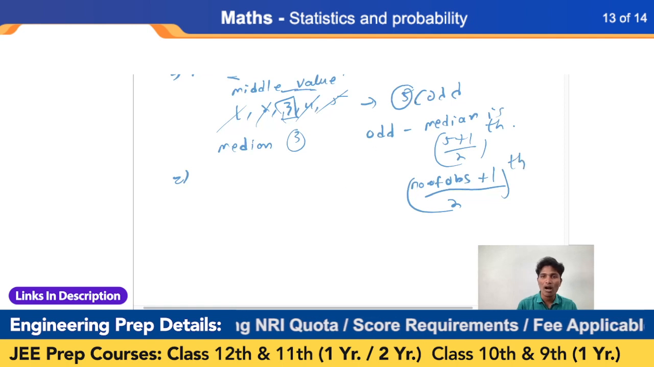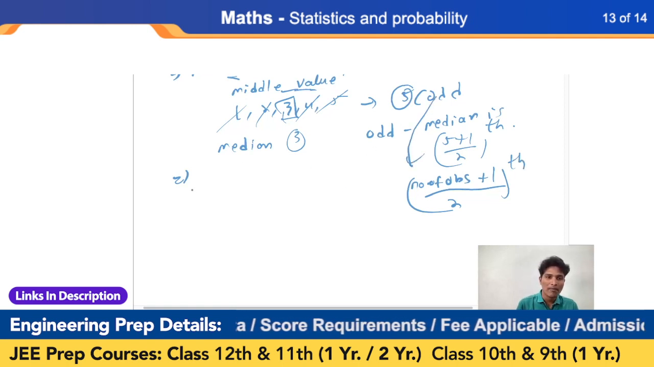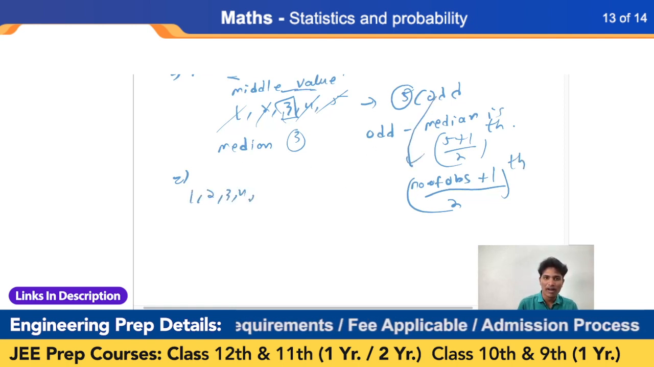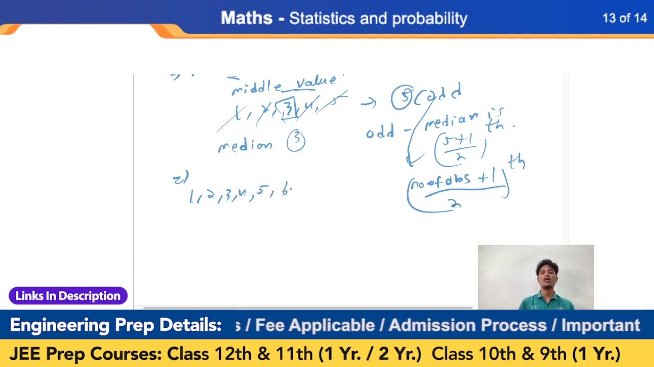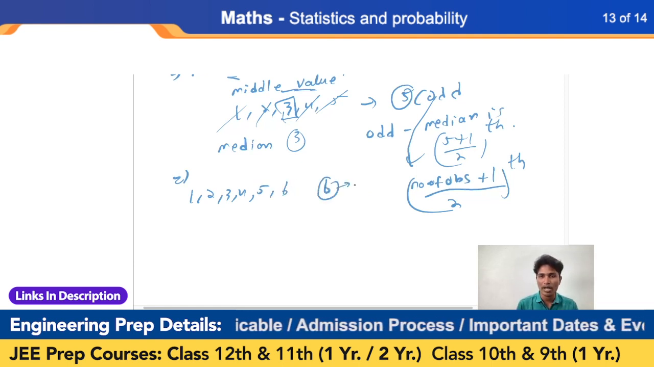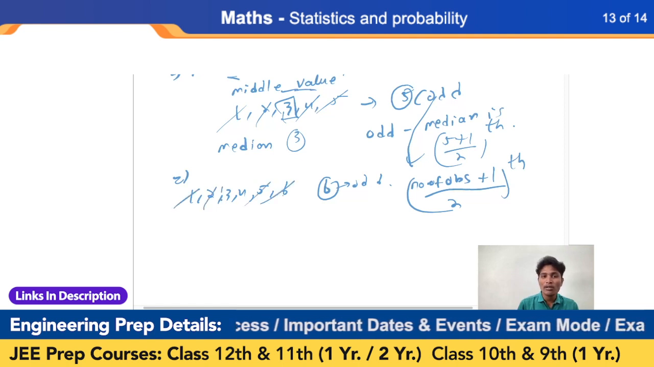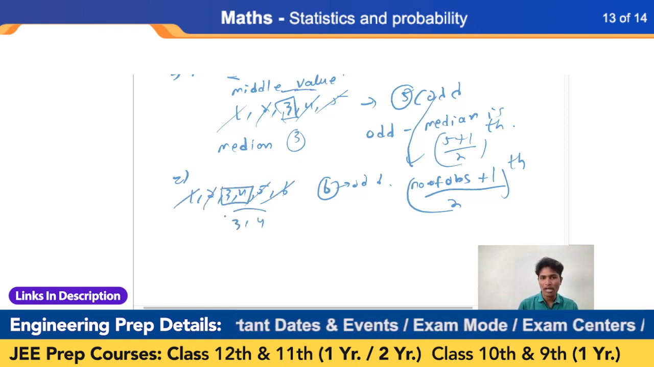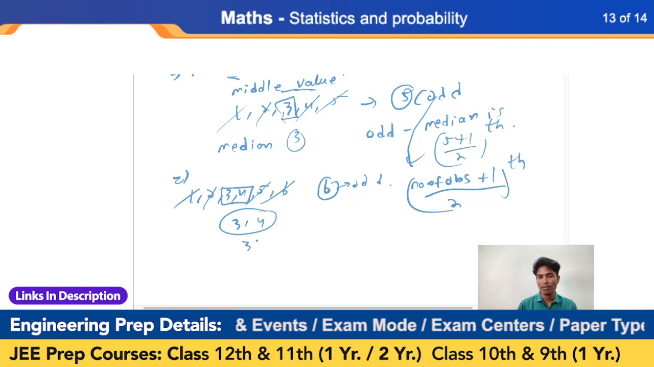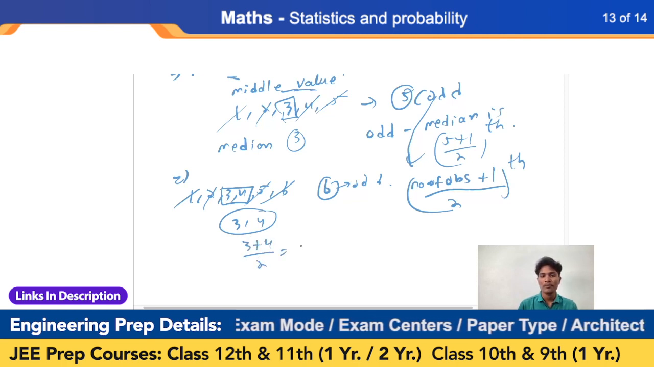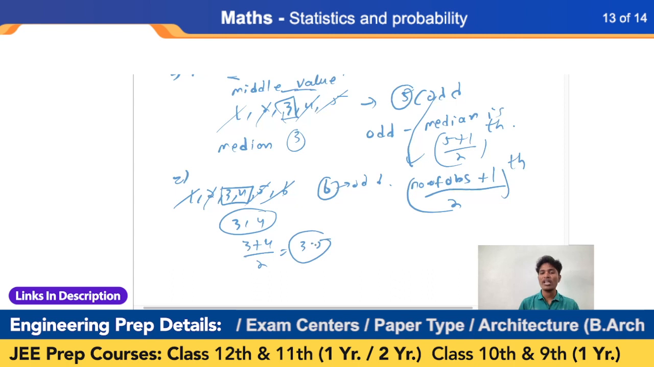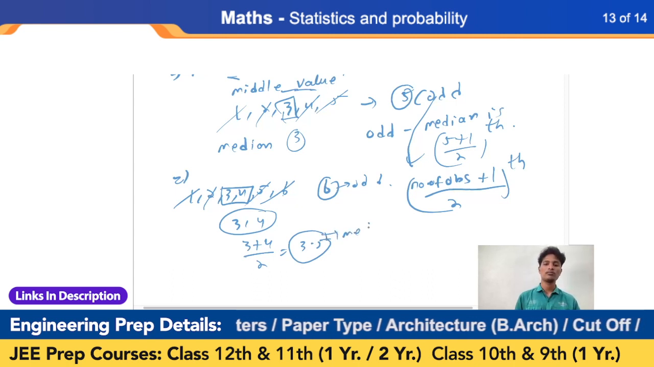value for the odd case. If the number of observations is even, suppose 1, 2, 3, 4, 5, 6. These are 6 observations, that is, 6 is an even number, and in order to calculate the median, it will be two numbers, that is 3 and 4, and we have to take the average, that is 3 plus 4 divided by 2. It will be 3.5. So 3.5 is the median in this case.